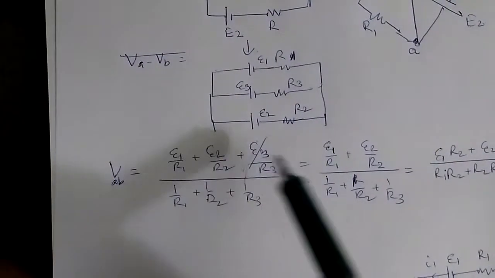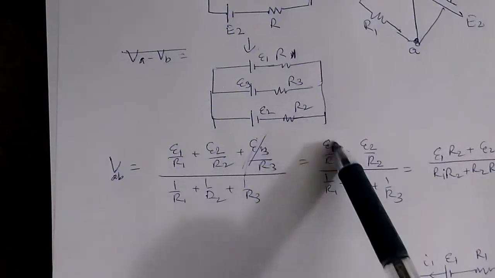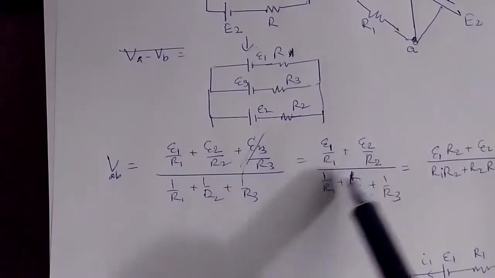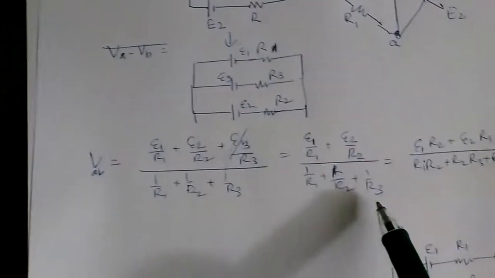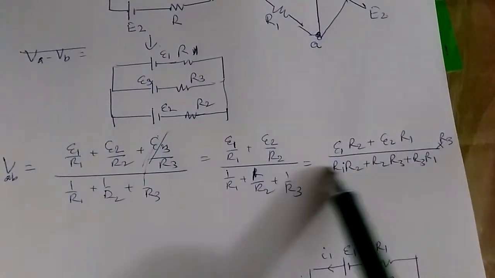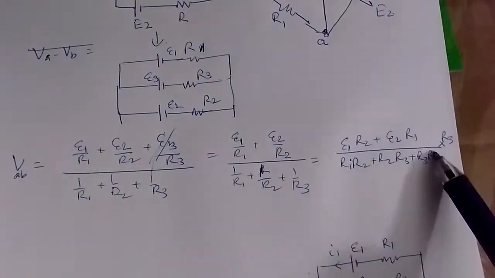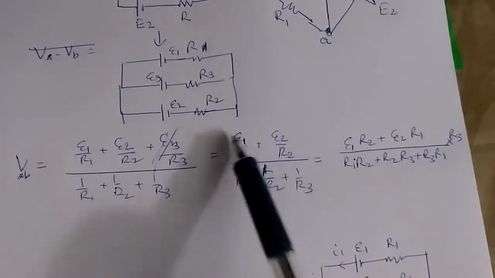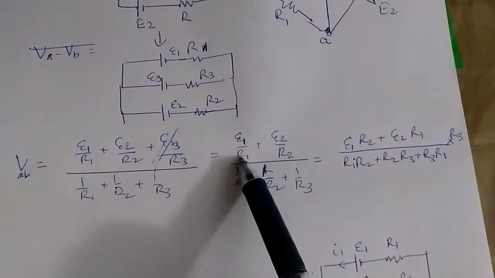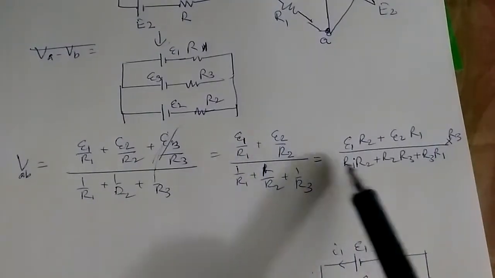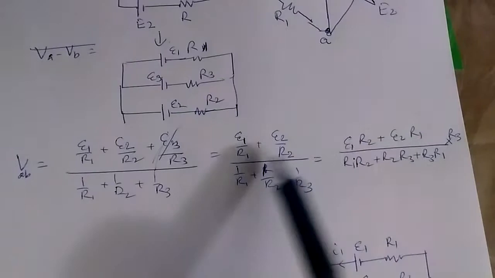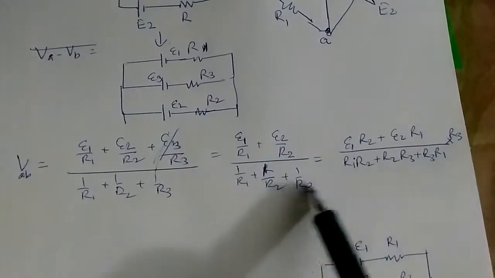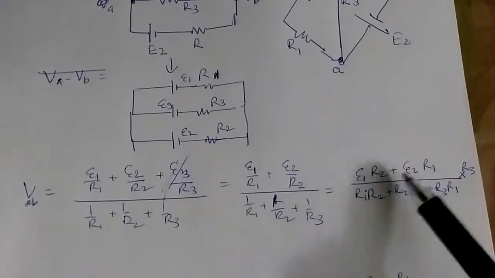So this term goes away, and we have VAB as epsilon 1 upon R1 plus epsilon 2 upon R2, divided by 1 upon R1 plus 1 upon R2 plus 1 upon R3. If you want, you can simplify it a little bit, like this: epsilon 1 R2 R3 plus epsilon 2 R1 R3, divided by R1 R2 plus R2 R3 plus R1 R3, multiplied by R3, because R1 R2 cancels from this and R3 remains.